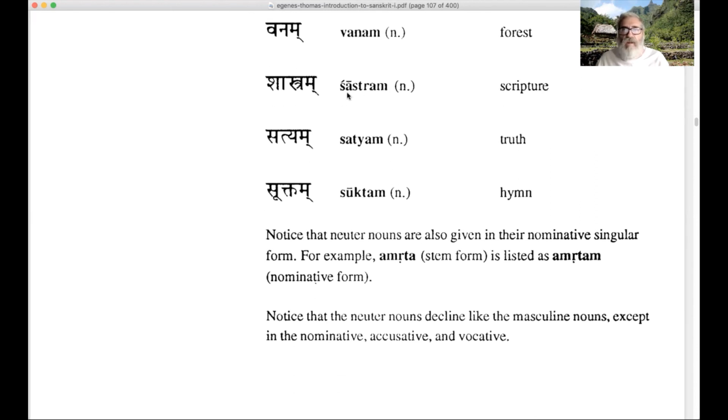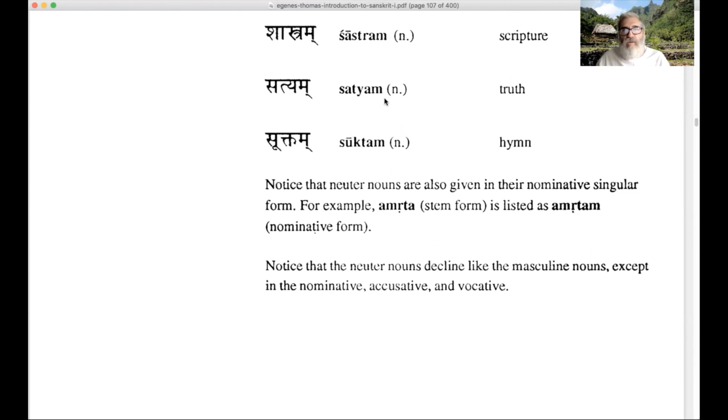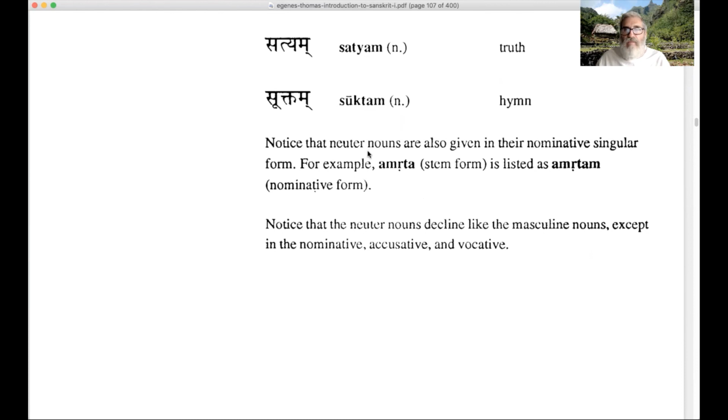Shastram, not to be confused with shastram. Shastram is a weapon. Shastram is a scripture. Short or long A makes the difference. We have to be very careful with the shorts and the longs, any vowels, because they have different meanings. So shastram means scripture. It's a neuter noun, A ending, short A ending. Satyam means truth. Suktam means a hymn, like Purusha Suktam, Sri Suktam. These are all neuter A ending nouns.